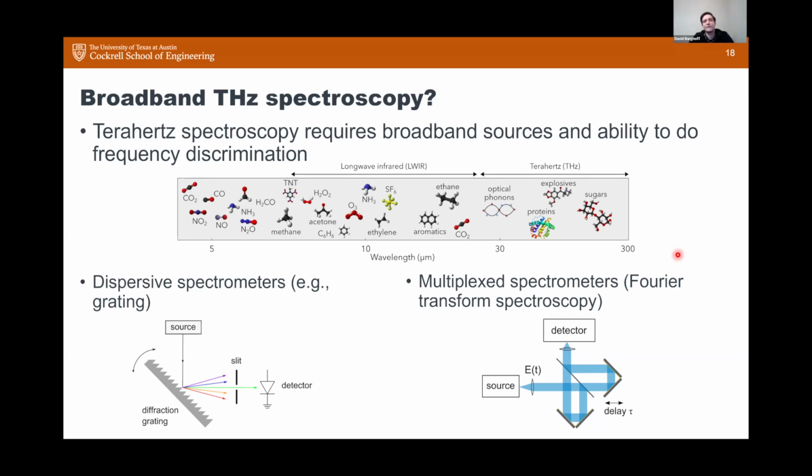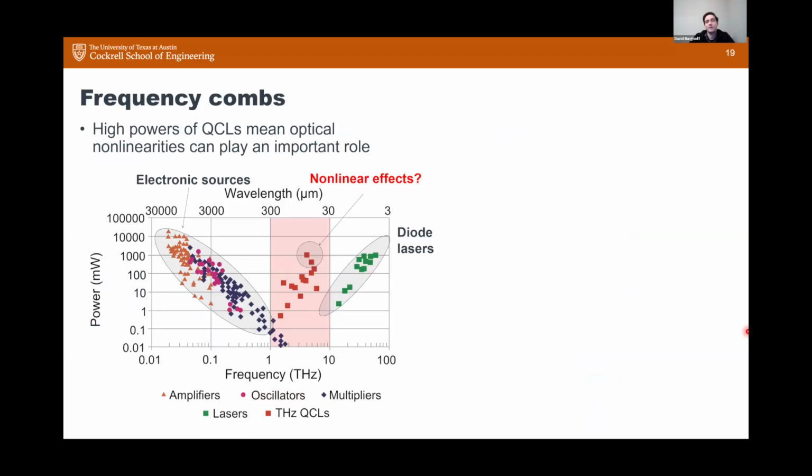And wouldn't it be nice if there was something that could actually give you all of these things all at once? Not just the broadband source, but also a way to do spectroscopy and to discriminate between different frequencies. And it turns out that frequency combs are actually one nice way of doing this. So if you go back to this plot that I showed earlier, if you actually look at the power levels that are involved, some of these are quite high, a watt essentially, and a watt is quite a lot of energy. And so you can imagine, are there nonlinear optical effects that happen? And the answer is yes.